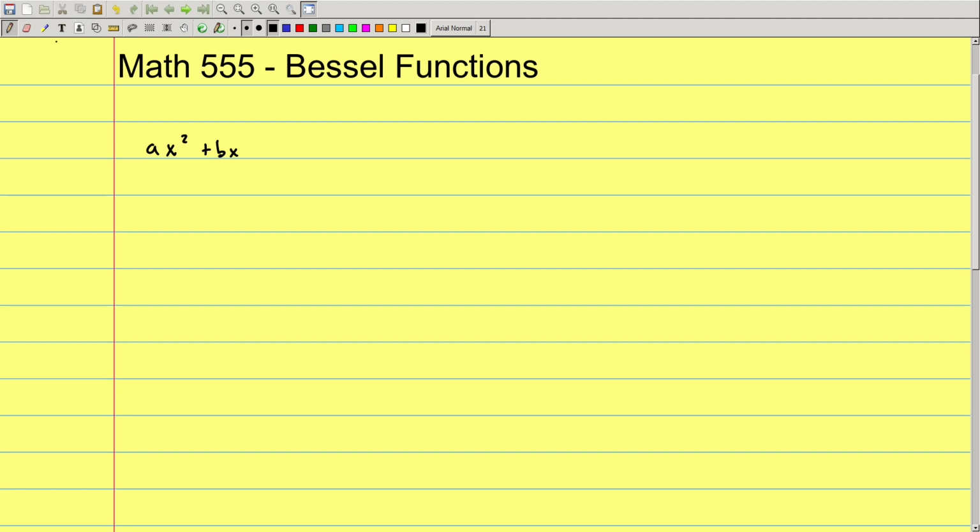Oops. Forgot a y double prime. Sorry about that. Here we have ax squared y double prime plus bxy prime plus cy equals 0. And this is known as an Euler equation. Okay?